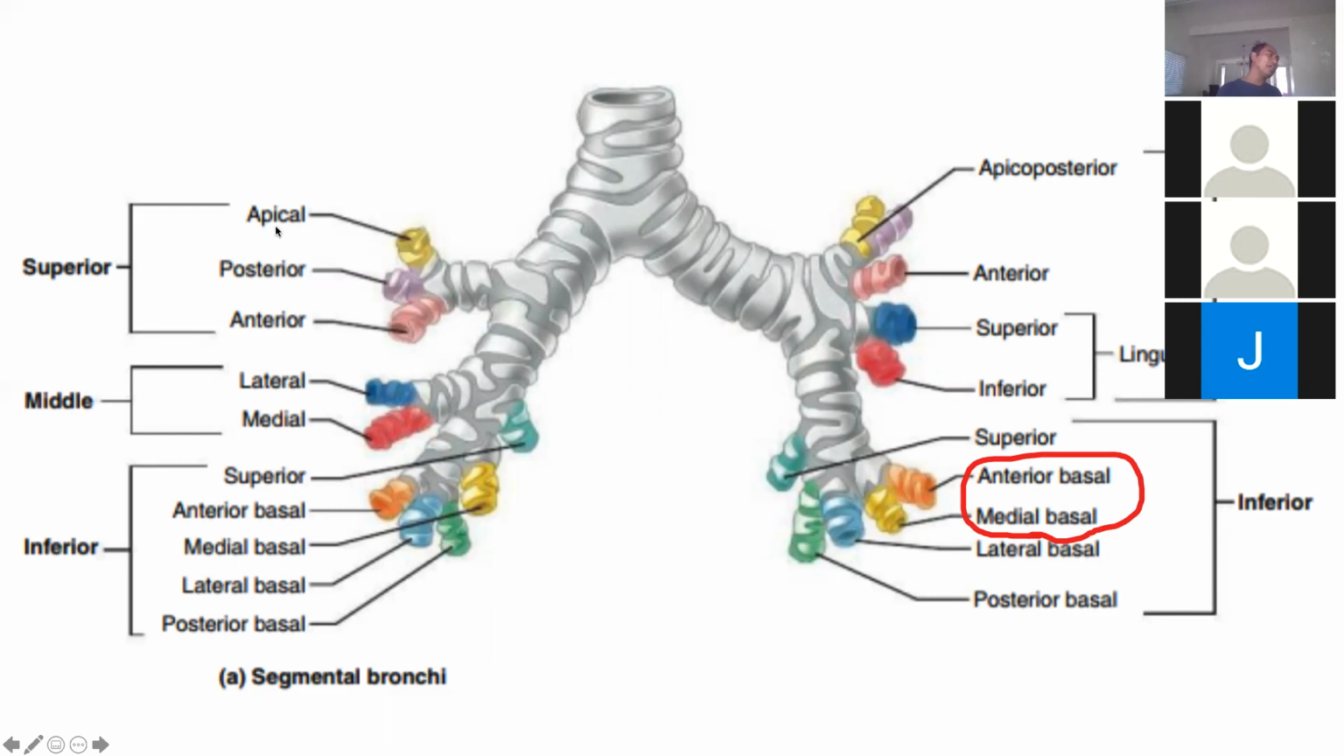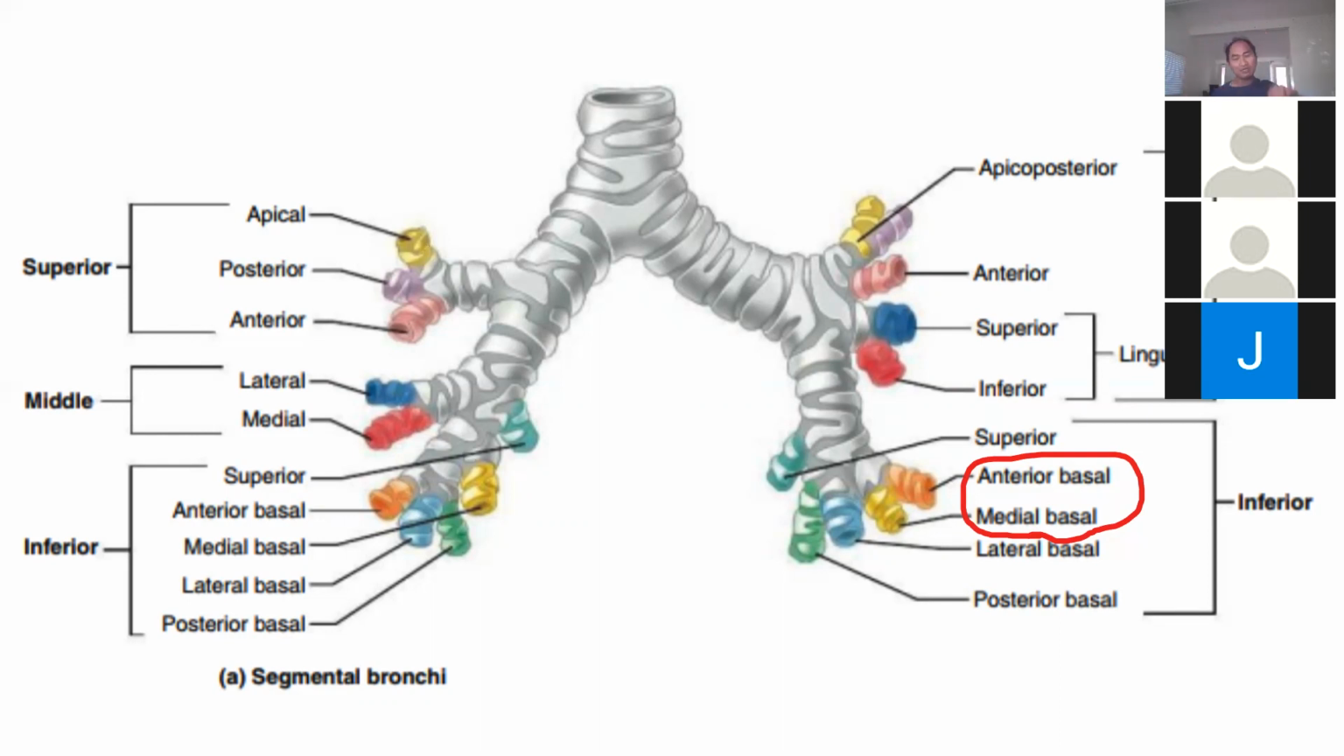It will go to the apical bronchopulmonary segment. This airway will go to the posterior bronchopulmonary segment. This airway will go to the anterior bronchopulmonary segment. It is just like the whole lung is a block of apartments, and the bronchopulmonary segments are single individual apartments. The big block of building is the lung, and one bronchopulmonary segment is an individual apartment inside the big building.